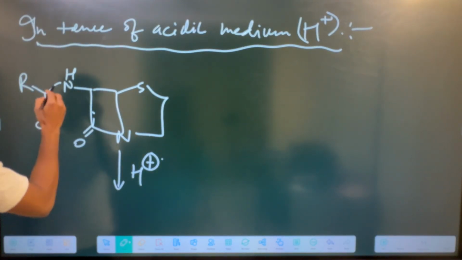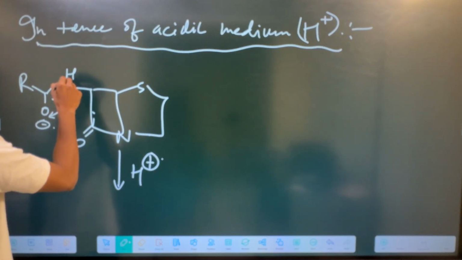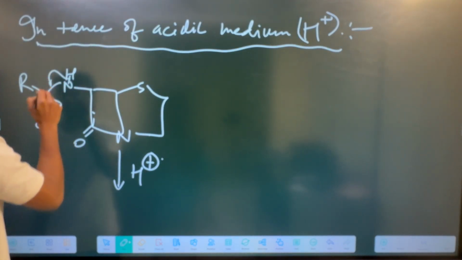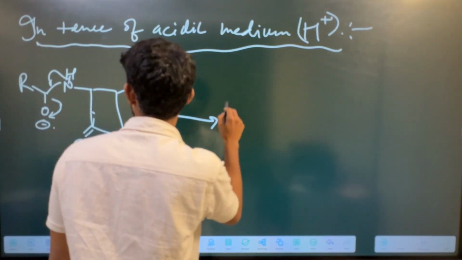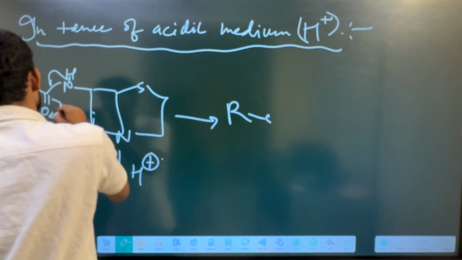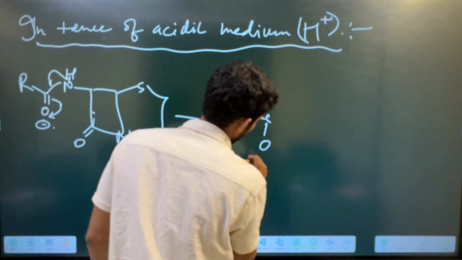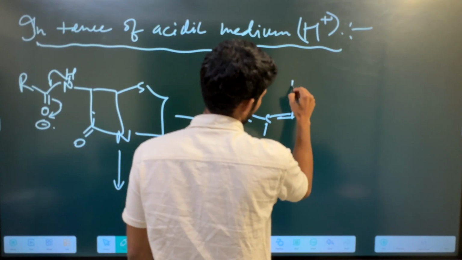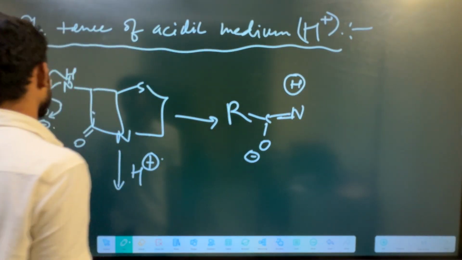And see what will happen at that time. The bond present between nitrogen and hydrogen will be donated by nitrogen to this. So ultimately the structure will be like that: R C double bond O. Earlier it was double bond O, but now it will be single bond O negative. Along with that, two bonds are present and hydrogen is removed from the nitrogen.